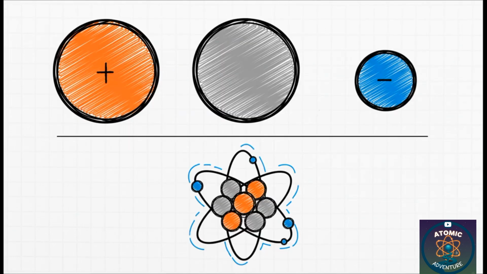So you've got these 3 key players making up every atom. In the center, in what's called the nucleus, you have your protons. They've got a positive charge. And packed in there with them are the neutrons, which, you guessed it, are neutral. Then zipping around that nucleus, you've got the electrons, and they're negative.